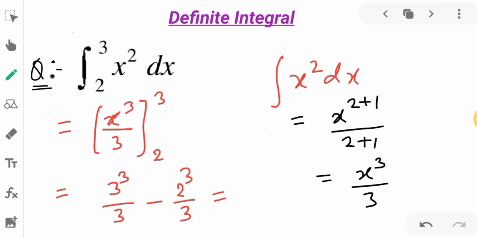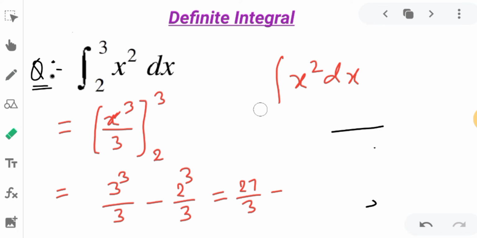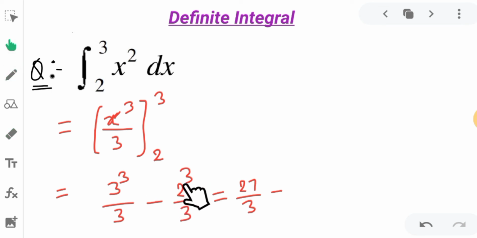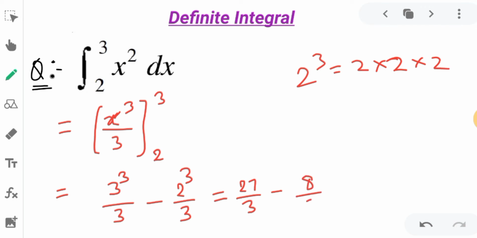So the calculation will be 3 cube. 3 cube is 27, so 27 upon 3. Minus, and then 2 cube. 2 cube is nothing but 8, that is 2 into 2 into 2, three times. So 8 upon 3. And 27 upon 3 minus 8 upon 3.